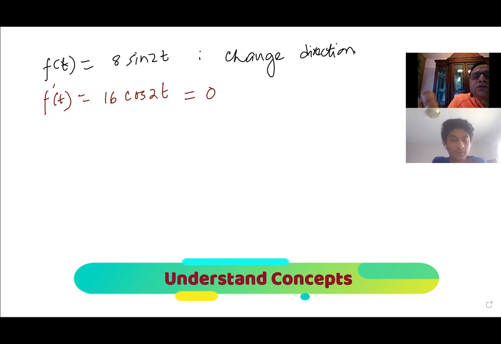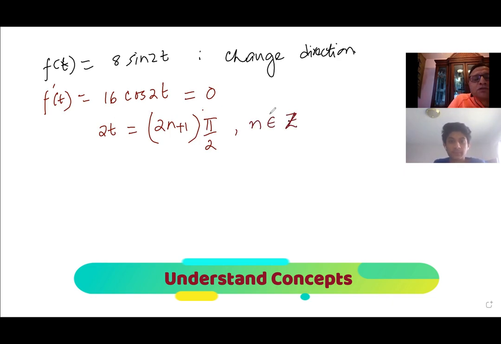So when you equate this to 0, when is this function 0? Cos function is 0 at odd multiples of pi by 2, right? So it is 0 at 2t equals odd multiples of pi by 2, meaning (2n plus 1) times pi by 2, where n belongs to integers. So that is where it is going to be turning. And so t could be equal to (2n plus 1) pi by 4. Is that clear to you?